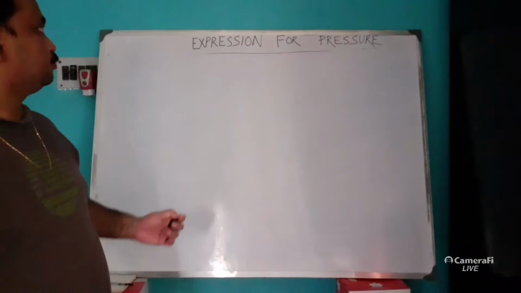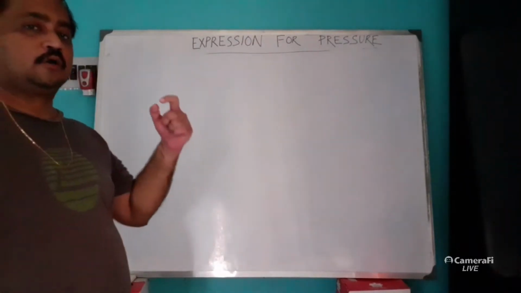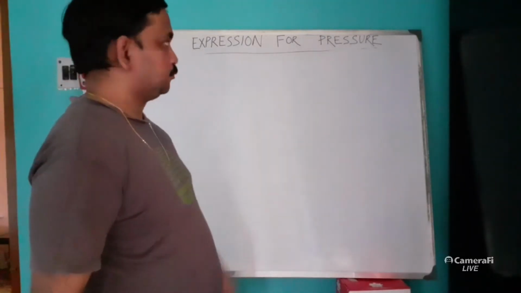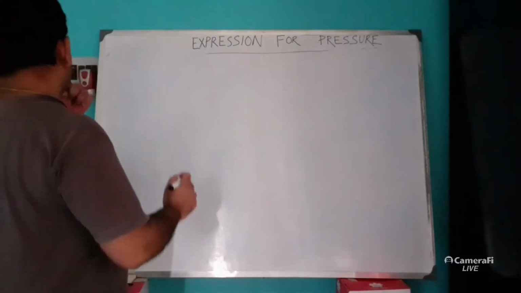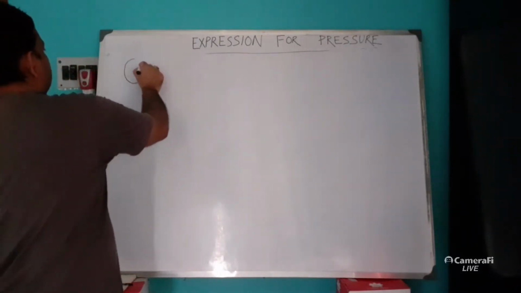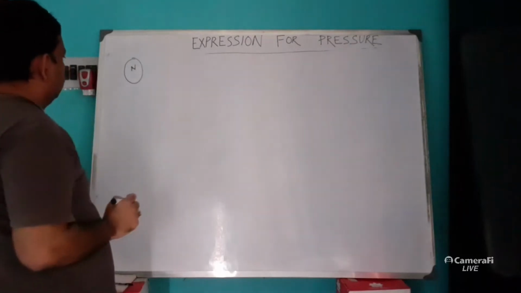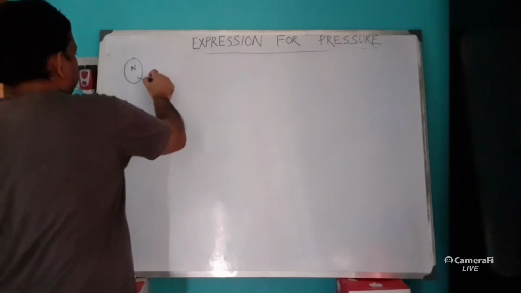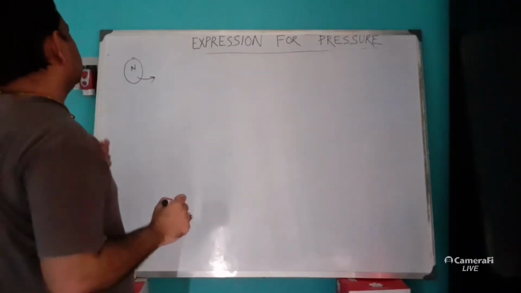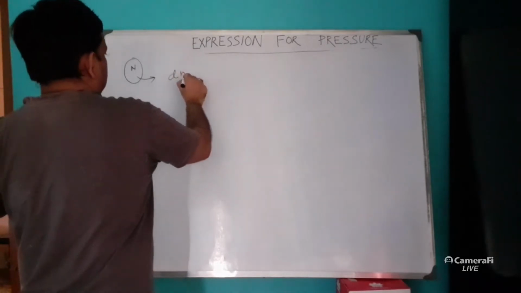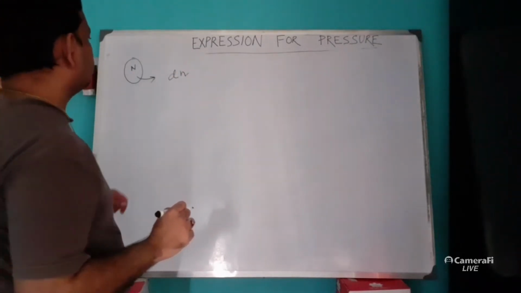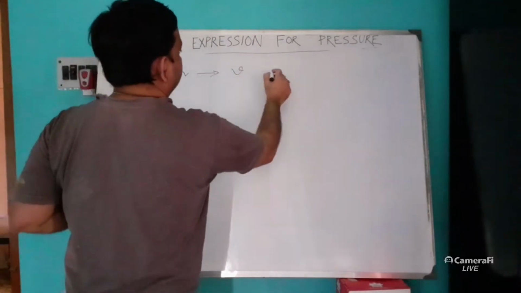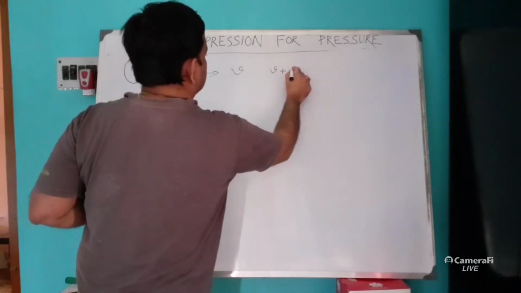Hello friends, today we are going to find the expression of pressure using the expression of dN that we have obtained from the previous unit. So for this we have to consider a number of molecules, that is N, within a particular container, and we will extract the number dN from these molecules which have velocity in the range of v and v plus dv.